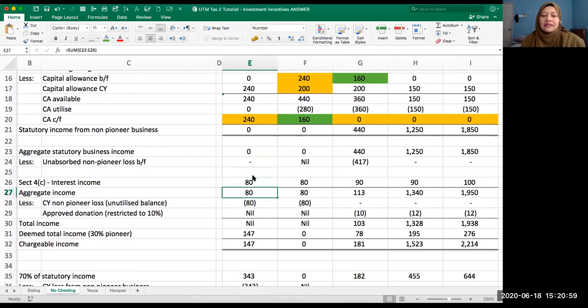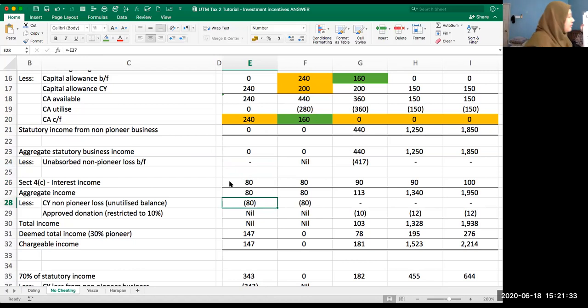So then you have aggregate income. Aggregate income is your aggregate SI minus your loss brought forward plus your interest income. Yeah, so you have aggregate income of 80. Okay, current year loss. All right, from your non-pioneer, how much is unutilized? So let's go back. In the non-pioneer, you have 520.